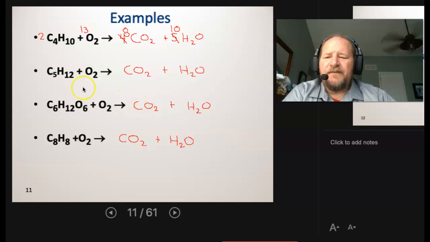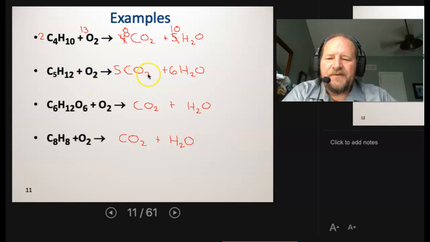All right, for the next one, we're going to put a 5 in front of the CO2. I'm going to put a 6 in front of the water. And now I'm going to do my oxygen. So I have 5 times 2 is 10, plus 6 is 16. So now I can simply put an 8 in front of the O2. So you can see we don't always need to do the doubling trick. We just want to be sure that we're ready to do it.